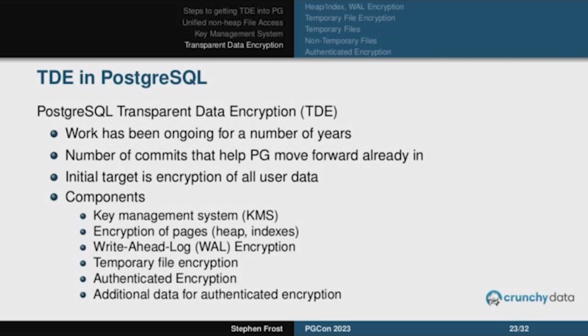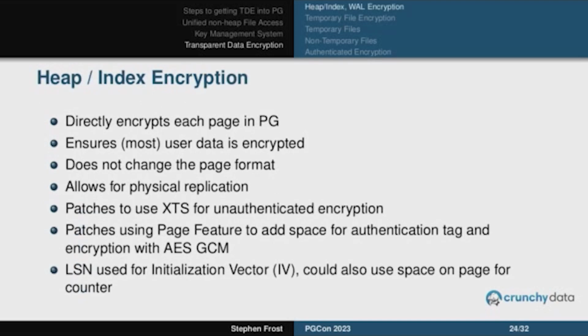But the initial target here is to have encryption of all user data, right? That's the big thing here. So how we do the heap and index encryption is very similar to how we do checksums. We directly encrypt the page as we go to write it out, and that takes care of a good bit of stuff. We do also have an option here of not changing the page format at all and just using XTS, and that's actually something that we have in a patch set as well.